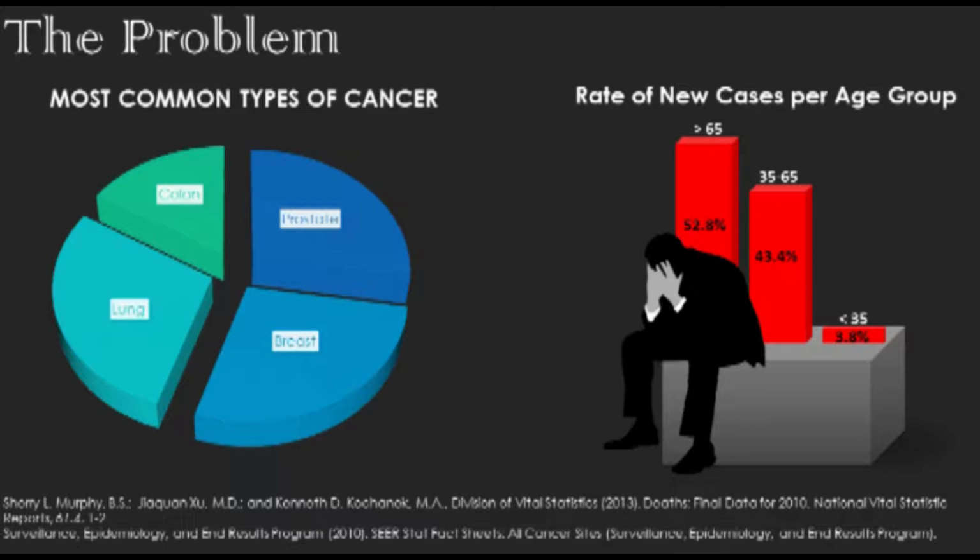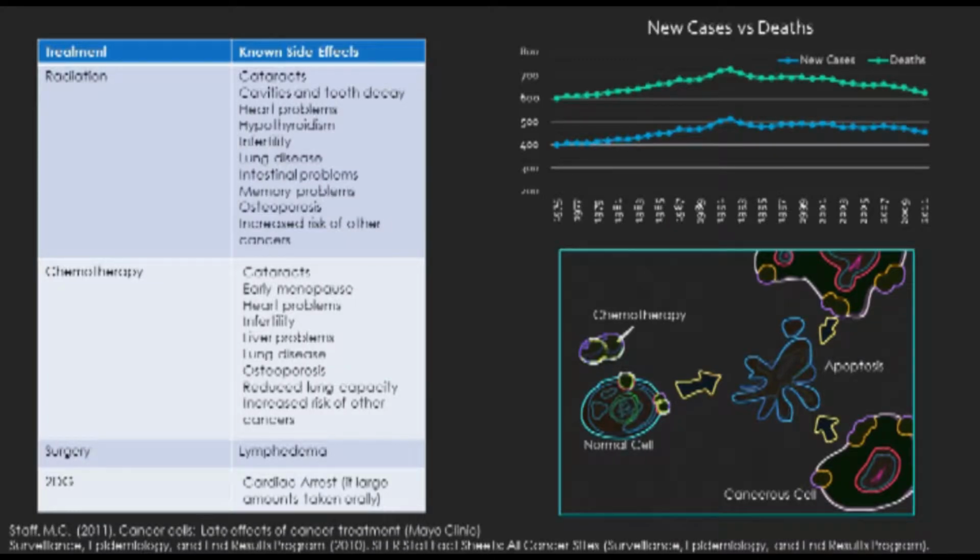3.8% of the cases are individuals under the age of 35. 43.4% of the cases are individuals between 35 and 65. And 52.8% of the new cases are individuals over the age of 65. You can see it's increasing as age goes up. And also, if you're over the age of 50, or 65, sorry, you have over 50% chance of getting cancer if you don't already have it.